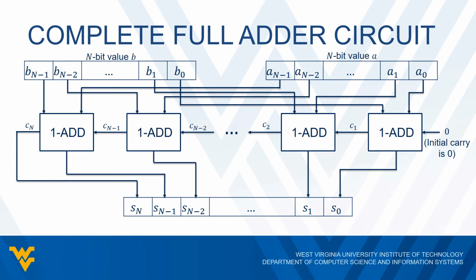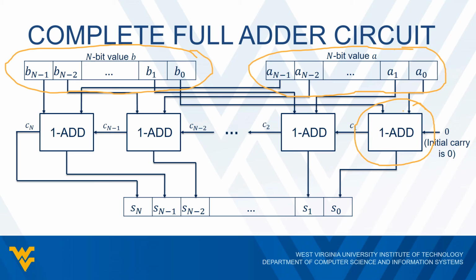But what we have up here are the inputs A. So here's the n-bit value for A. Here is the n-bit value for B. So what we do here is that we send the respective bits for each value into one of these 1-add circuits. So for example, let's take a look at the rightmost 1-add circuit. So we input A0 and B0, and then the initial carry bit C is also going to be 0. So we have our 3 inputs for AI, BI, and CI.